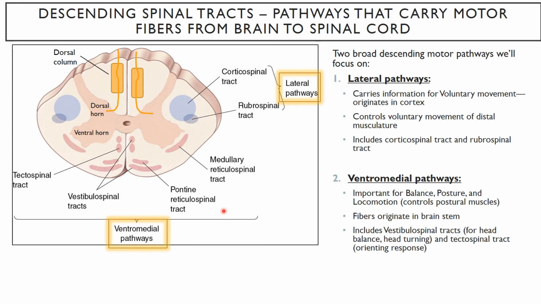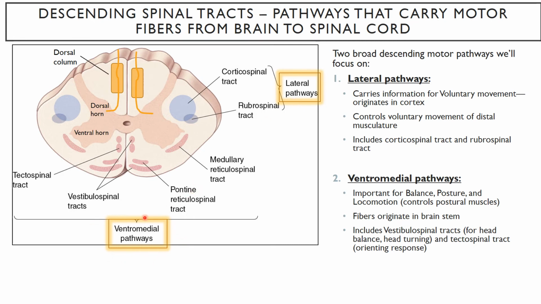So first, we've got to talk about how this information gets down into the spinal cord, right? So this information has to be transmitted from the brain down into the spinal cord. There are two broad descending motor pathways that we're going to focus on. There are the lateral pathways. This carries the voluntary movement information that originates in the cortex. So we have the corticospinal tract and the rubrospinal tract. Just know that they are the lateral pathways.